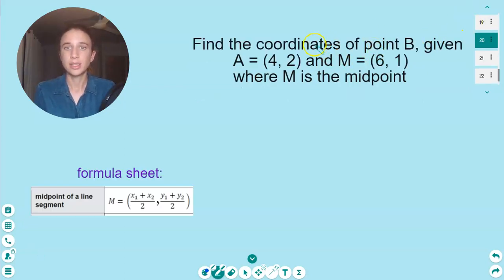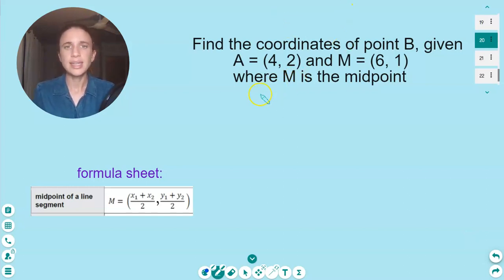All right, so find the coordinates of point B given A equals something and M is something, where M is the midpoint. So in the other video, we were given the points A and B, and we were asked to find the midpoint. This time, we're actually given the midpoint. So this is a bit of a problem-solving question. And let's try it out.